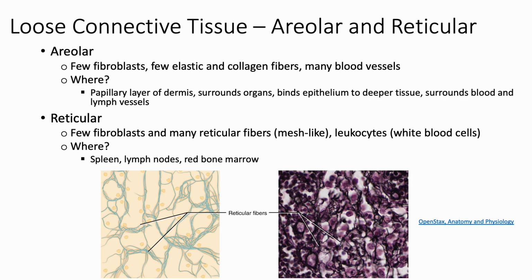So the areolar is going to have few fibroblasts. We know that because it's loose connective tissue, few elastic and collagen fibers, and lots of vascular tissue, or lots of blood vessels. Where do we find this? So we find this in a special layer of the dermis. So we talked a little bit about, we have the epidermis, which is the outer layer of the skin, and then the dermis is deep to the epidermis. And this is a specific layer of the dermis called the papillary layer that we find this type. It's going to surround organs, and it's important in binding epithelium to deeper tissues. It's also going to be around blood and lymph vessels.